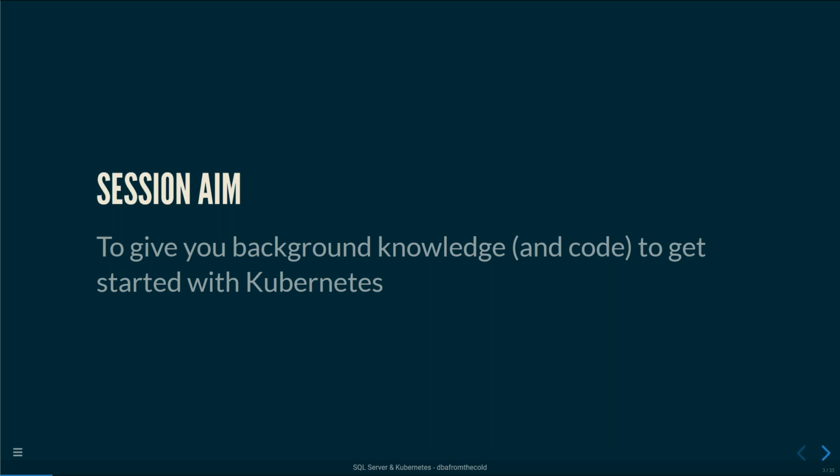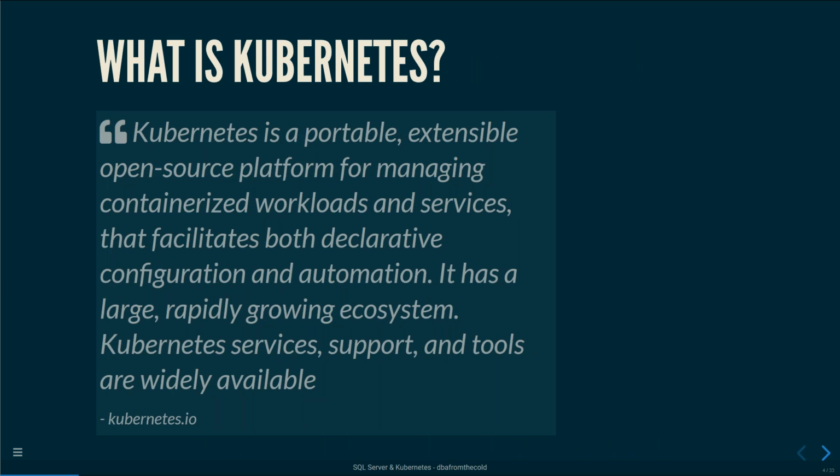But first things first, what is Kubernetes? Now, the definition there is from the kubernetes.io website. And it says that Kubernetes is an open source platform for managing and deploying containerized applications. Okay, so what about Docker? Isn't Docker a platform that we can use to deploy and manage containerized applications?